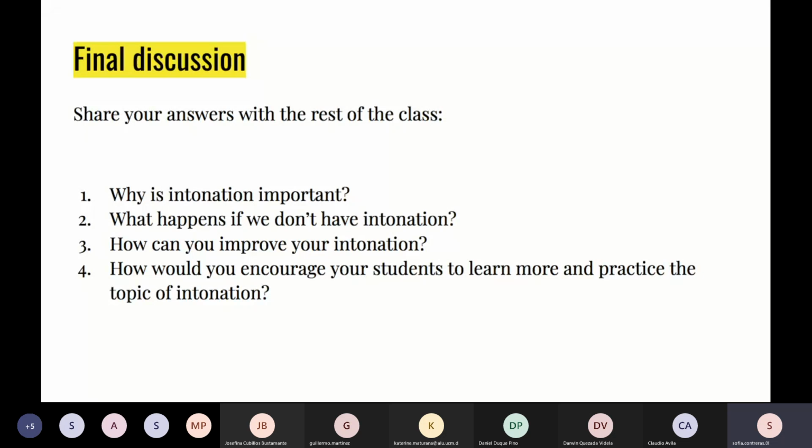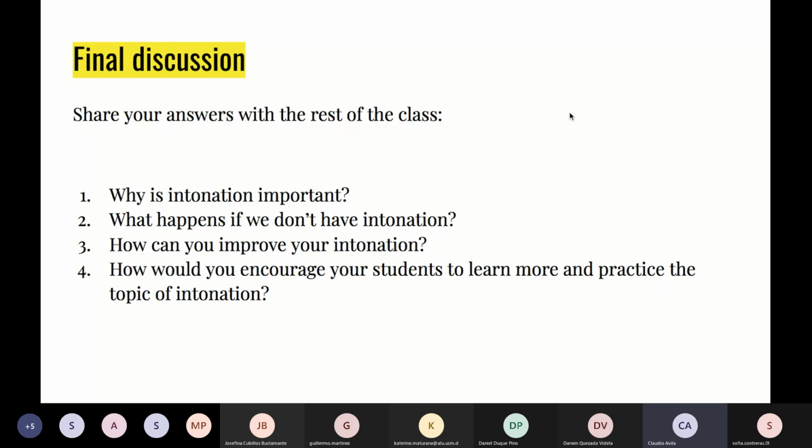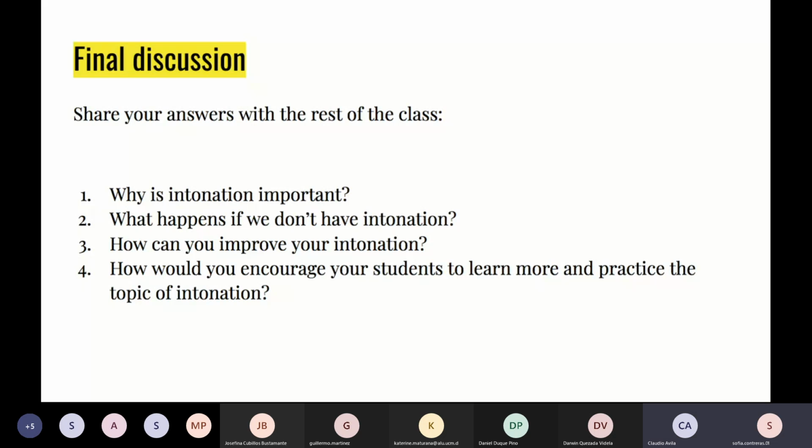Great comment. Okay, and finally, open question for all of you pre-service teachers. How would you encourage your students to learn more and practice the topic of intonation? Think about it. Maybe asking them to have an actual conversation between them with different intonations, so they can realize what they are trying to say. Comparing maybe examples for the questions and all that. Yes, that's a very good idea to have actual conversations with different intonation patterns, and to compare what they're trying to say. Anybody else? How would you encourage your students to learn more and practice the topic of intonation?